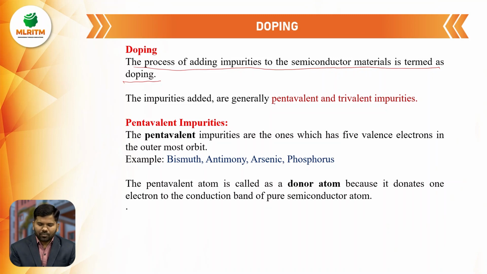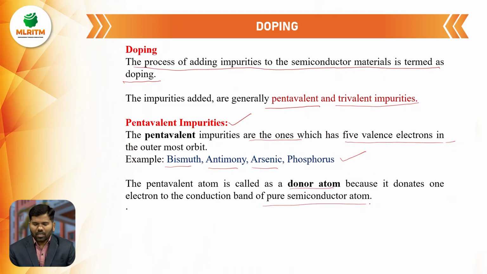Generally we use pentavalent impurities and trivalent impurities. Let us know which elements are called pentavalent and trivalent impurities. First, the pentavalent impurities are the ones which have 5 valence electrons in the outermost orbit, for example bismuth, antimony, arsenic, and phosphorus. These pentavalent atoms are also called donor atoms because they donate one electron to the conduction band of a pure semiconductor atom.